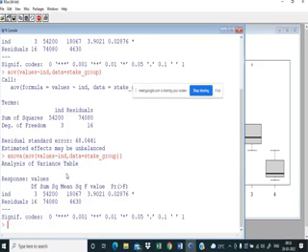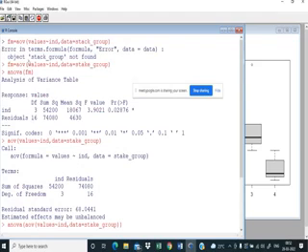So for that purpose, I have first written the AOV command, which actually does the computation but stores it in FM. And then I use the Anova command over FM to get this table.